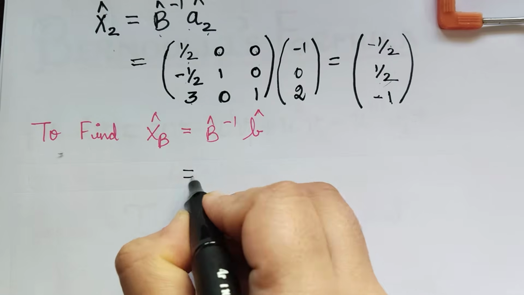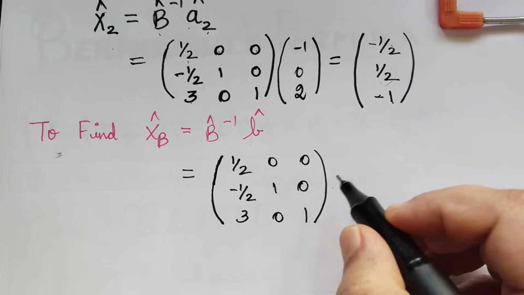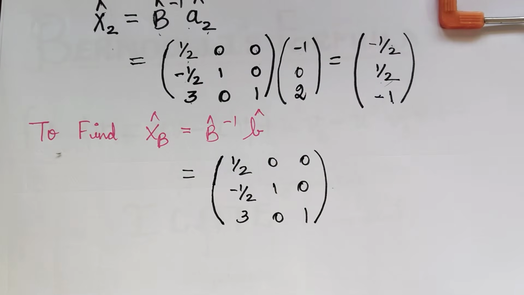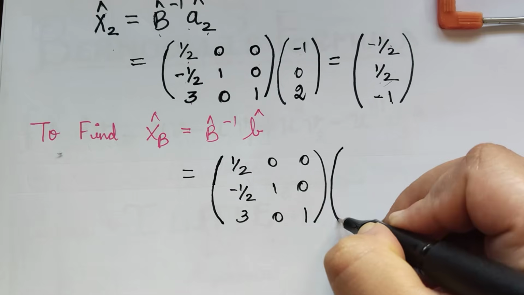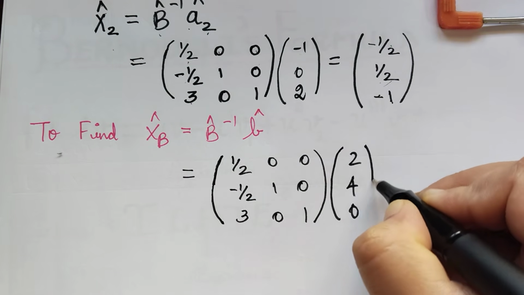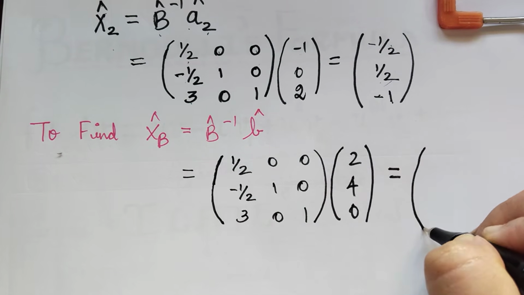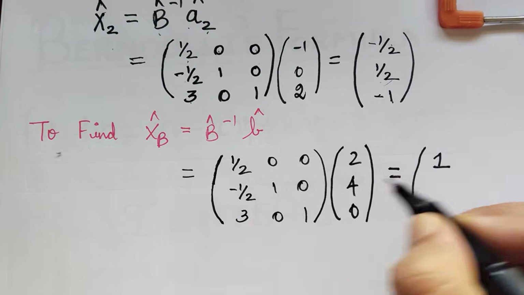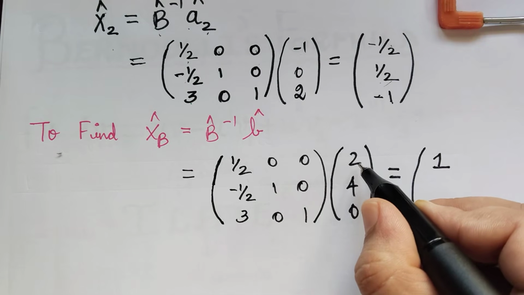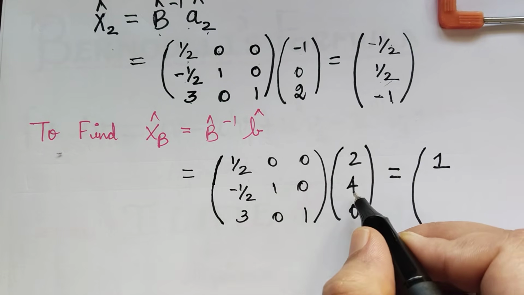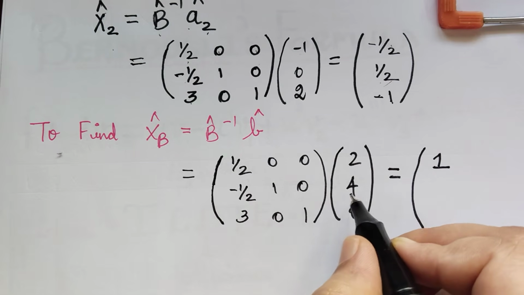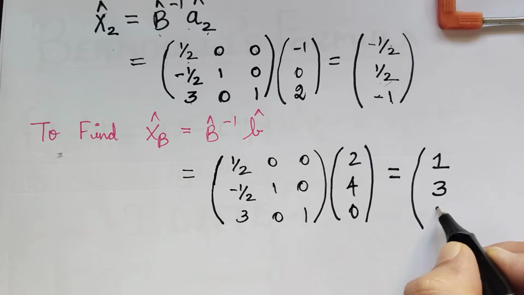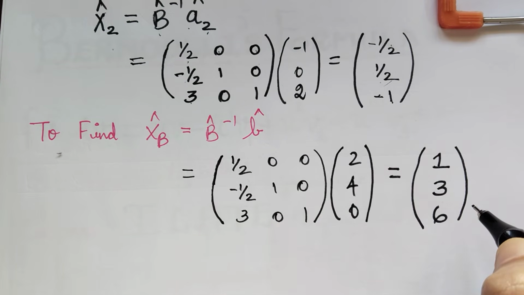And so that will be equal to, first I will write this b cap inverse matrix, then we have to multiply this with b cap. So b cap is 240, we already saw that, so it will remain the same here also. Now we have to multiply these two matrices. So 1 by 2 multiplied with 2 is 1, the other things become 0, so it is 1 here. And minus 1 by 2 multiplied with 2 is minus 1, then plus 4, plus 0. So minus 1 plus 4 is 3. And then 3 into 2 is 6, and the others are 0. So we have 6 here. So we obtain 1, 3, 6.